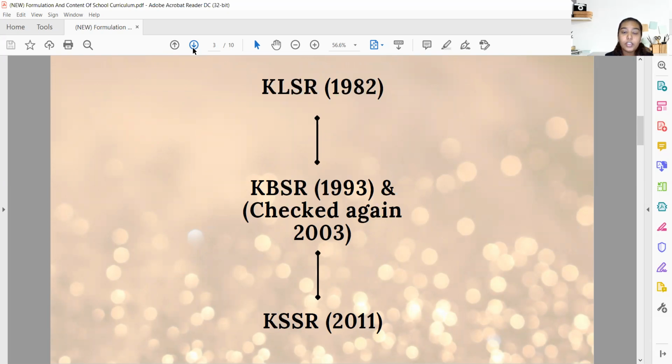KLSR, Kurikulum Lama Sekolah Rendah, was formulated in the year 1982. Then it was changed to KBSR, Kurikulum Bersepadu Sekolah Rendah, in the year 1993. The same curriculum was then checked again in the year 2003. From 2003, KBSR was changed to KSSR in the year 2011.